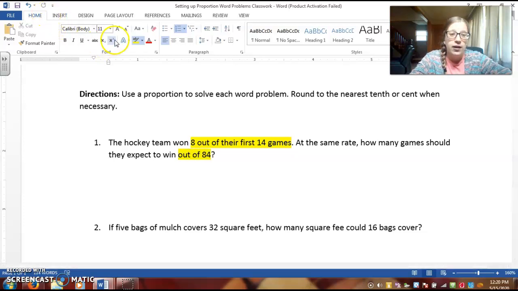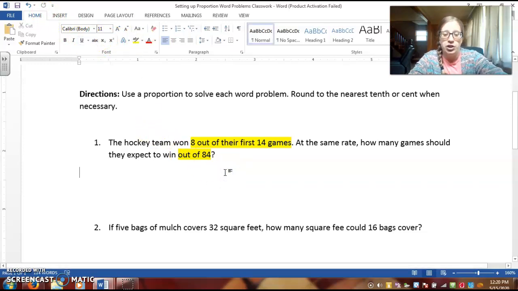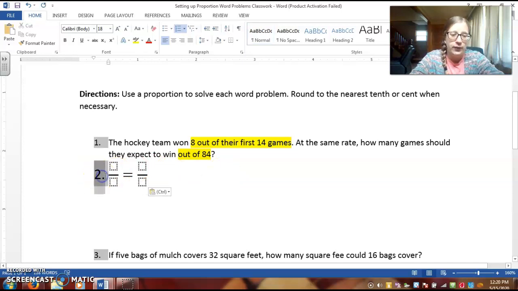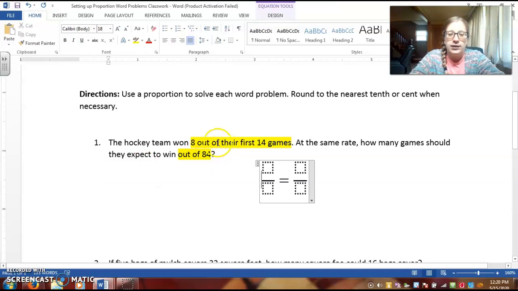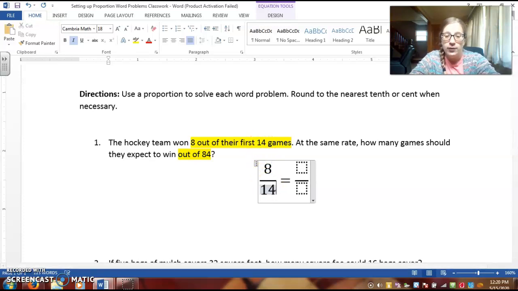So if we're thinking about the idea of your relationship, your proportion, one of the things that we have to think about is that first sentence, 8 out of 14 games. Because it lists the 8 first, I'm going to put that on my fraction at the top. Then it says 14 games, so I'm going to put that on the bottom. Notice how I'm keeping it in the same fraction. If it's mentioned in the sentence together, we're going to put it in the fraction together.